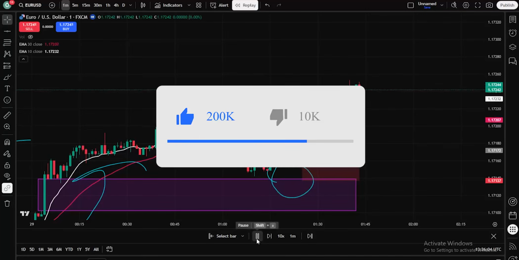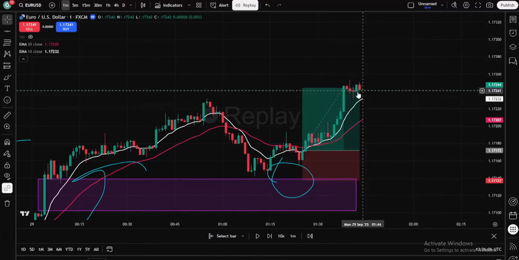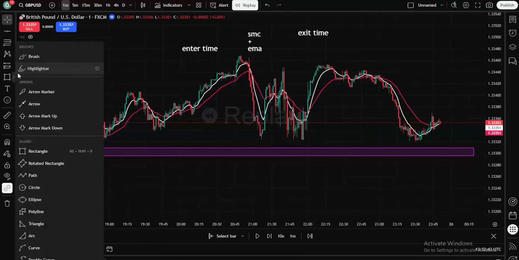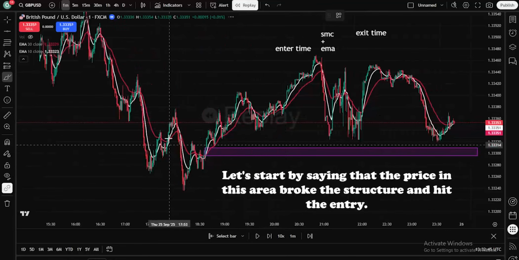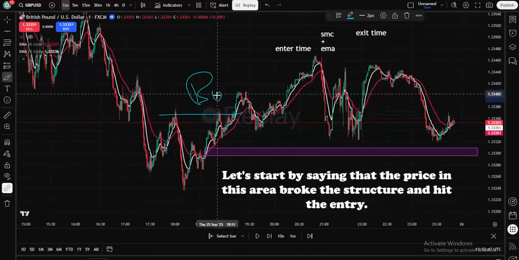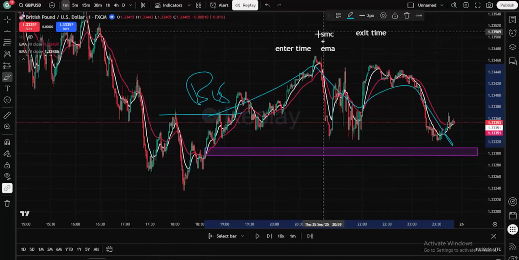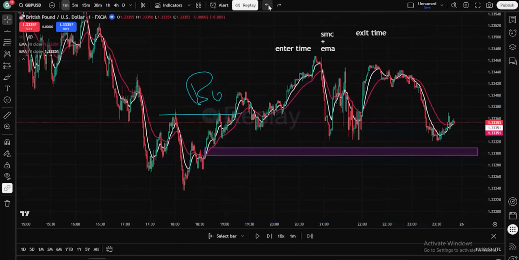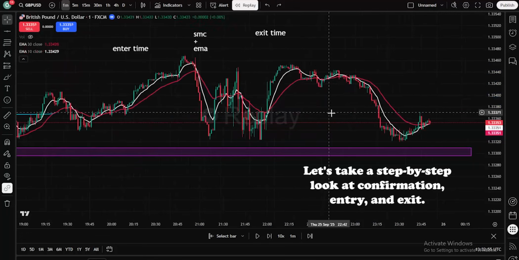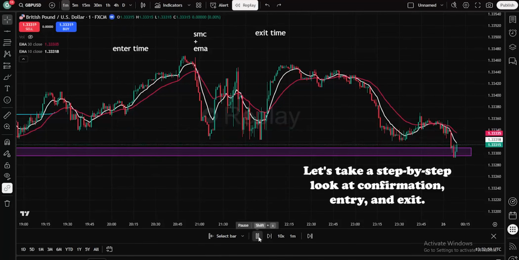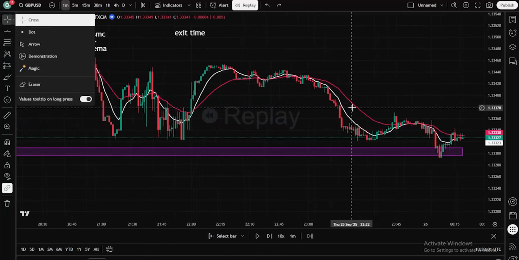Let's go to the most important strategy from which you can learn a lot. When we think about scalping strategy, it all comes down to when to enter a trade and when to exit. Even the best indicators and the strongest analysis are useless without clear rules. So let's take a detailed and step-by-step look at the entry and exit rules of this EMA plus SMC strategy.